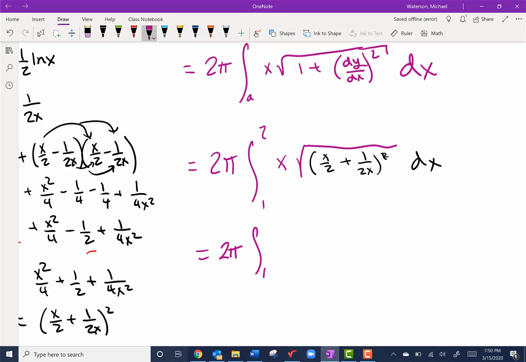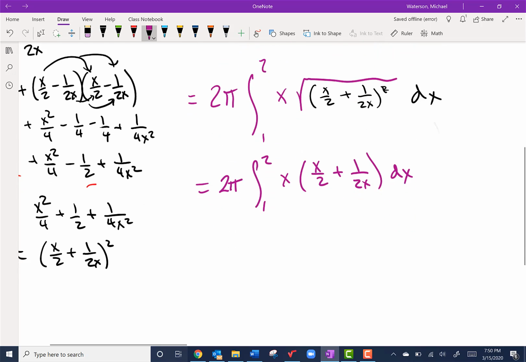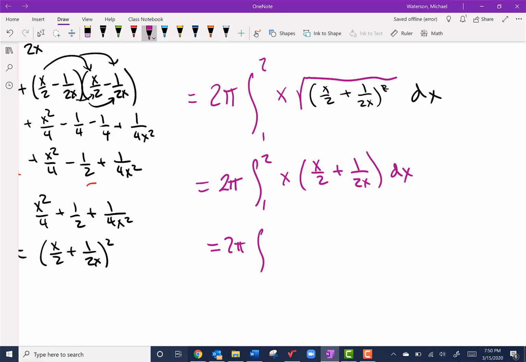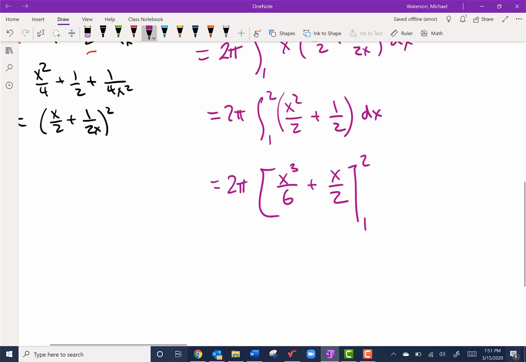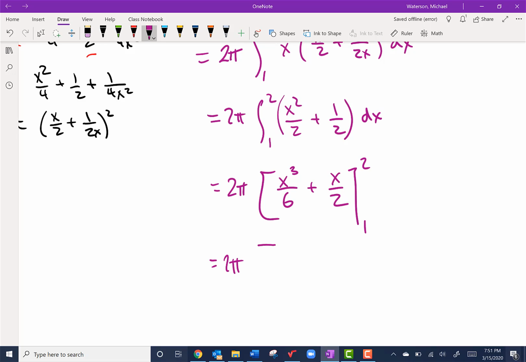2 pi from 1 to 2, we have x times x over 2 plus 1 over 2x dx. This is probably the simplest of all of them to integrate that we've had so far. We have x squared over 2 plus 1/2 dx. Simple power rule. And we end up with x cubed over 6 plus, just call it x over 2, evaluated from 1 to 2. And let's find our solution.